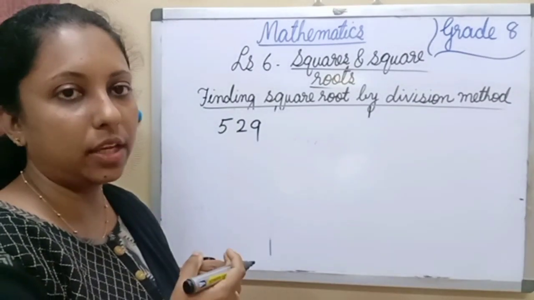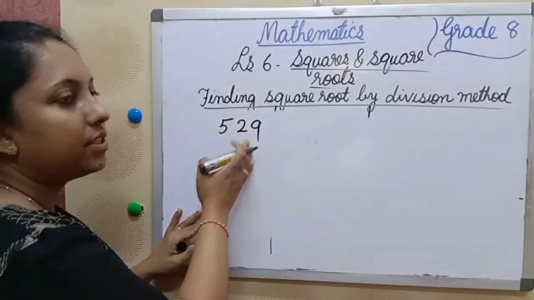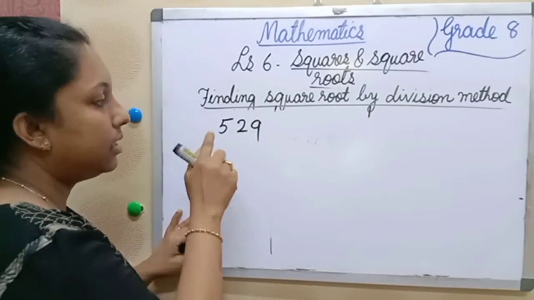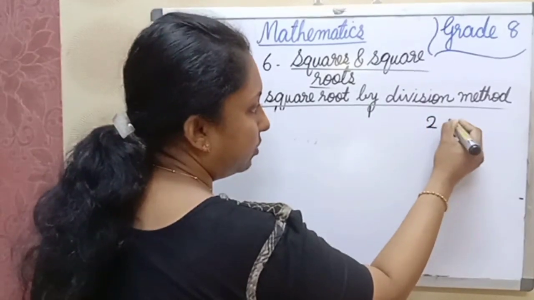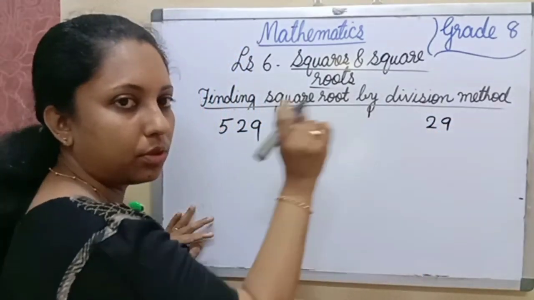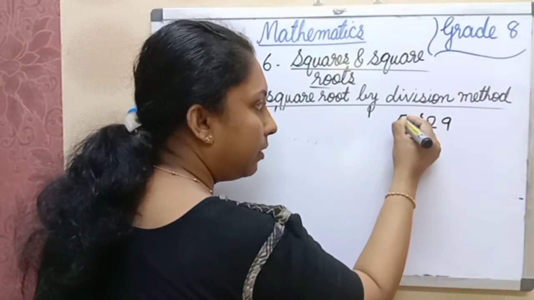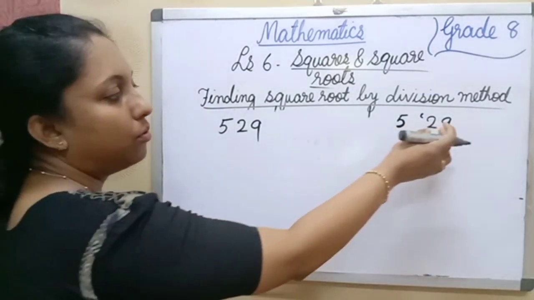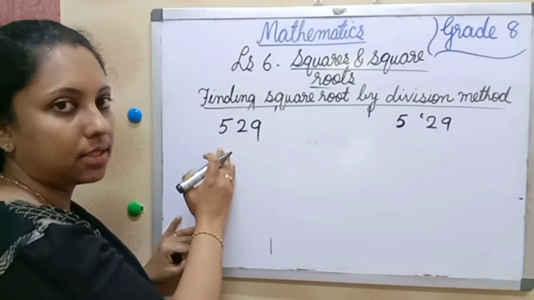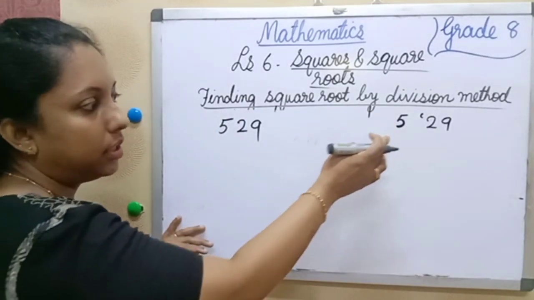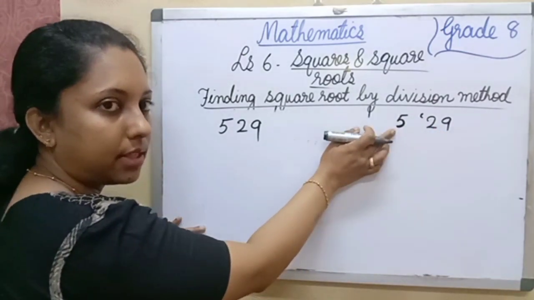There are a few steps. You have to listen. First you have to arrange the digits in pairs. That is 529. We arrange from right to left. So 29, the 2 and 9, is one group, two digits in each group. Then only 5 is left, which you keep first. So the first step is to pair these numbers, two in each group.